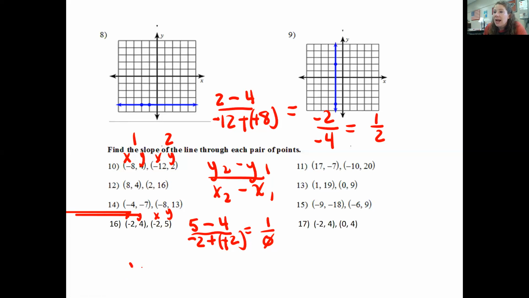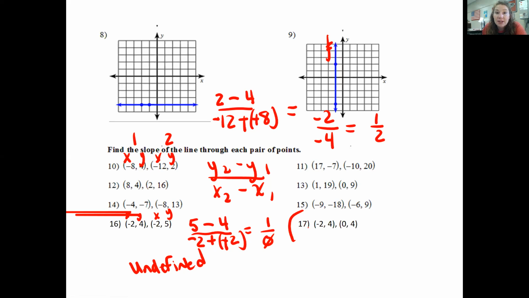So if I graphed those 2 points on number 16 and I connected the dots, I would get a vertical line. So negative 2, 4, 1, 2, 3, 4 is right there. Negative 2, 5 is up here. So anyway, if I graph those, I get a straight vertical line, and the math tells me that the slope is undefined. Undefined.